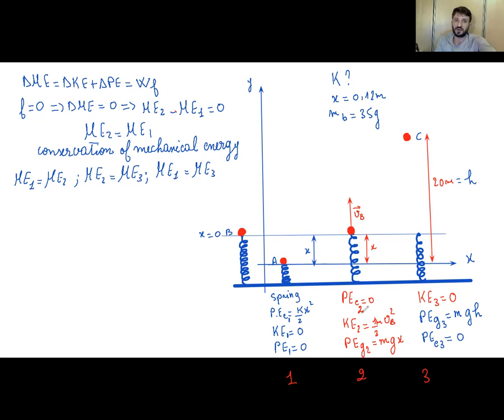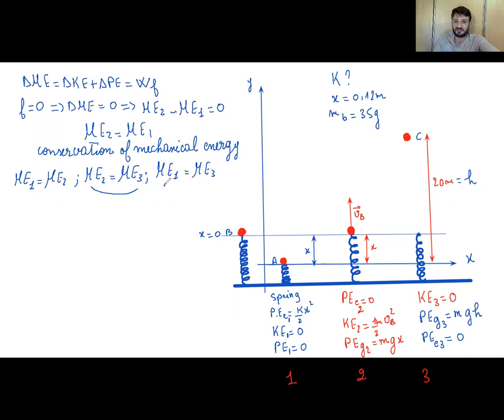So we finally get one equation with two unknowns. I cannot calculate K. If I take the states between 2 and 3, in state 2 we have VB unknown, and in state 3 we don't have an unknown. But I don't need to calculate VB, I want to calculate K. So I have to take the first case into account.